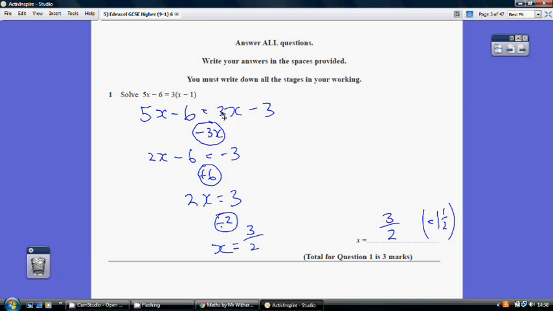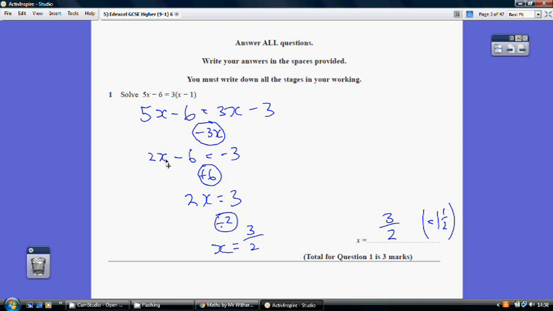Now we gather all our x's on one side, so I'm going to take them to the left hand side. So I'm going to choose to take away 3x from both sides. On the left that leaves me with 2x minus 6. And on the right that leaves me with the minus 3. So I've now got all my x's on the left.